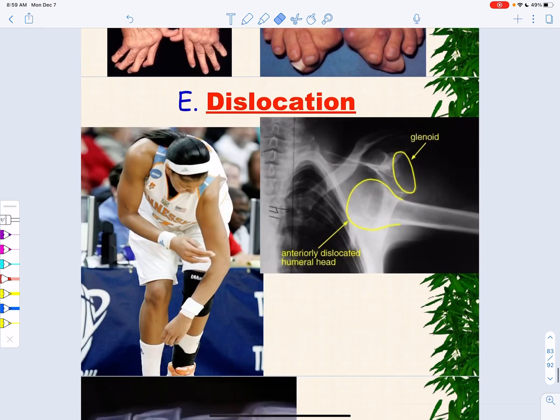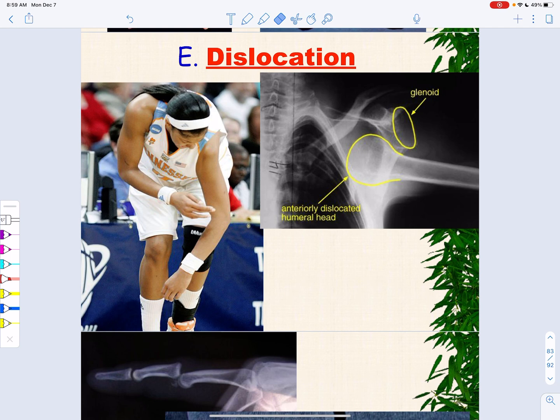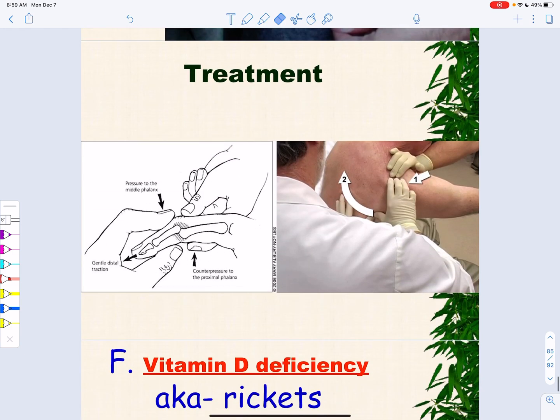Okay. All right, E on your list is dislocation. This right here is a shoulder joint that you can see, and this basketball player is out. The glenoid is going to be the cup that holds the ball in the ball and socket. And so the humeral head that's there says that this bone, the humerus, has come forward and is in front of the glenoid, in front of the collarbone, where it should be back. So the doctor will take it and actually try to put it back into place. They have to take it and pop it back into place.